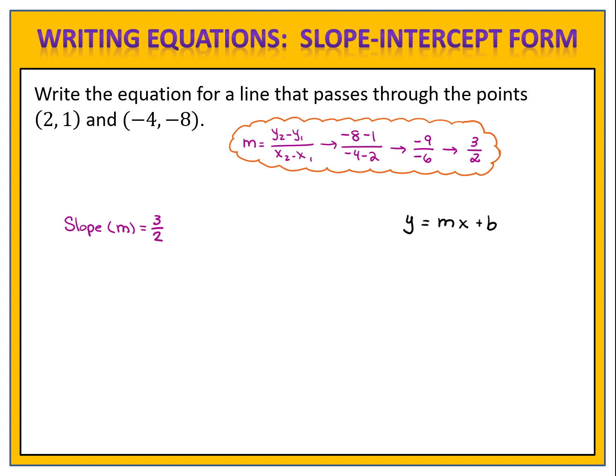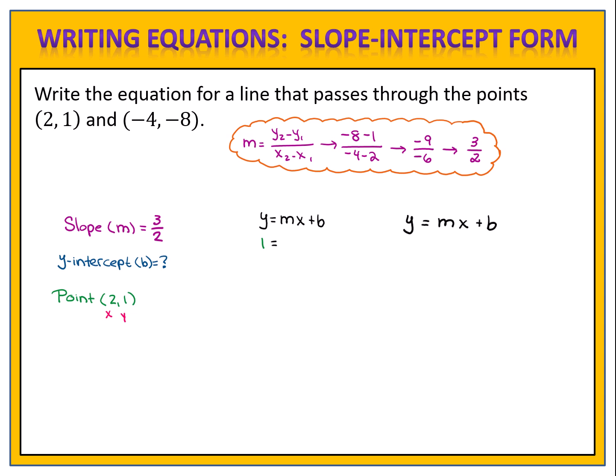The next thing we need is the y-intercept. They also did not give this information to us, but we can figure it out. All we need to do is choose one of the 2 points. It doesn't matter which one. I'll choose (2, 1), but you could choose (-4, -8), and your final answer would be the same. We know that 2 is the x and 1 is the y, and we substitute all of this information into the equation y = mx + b, with the goal of determining what the b value must be.